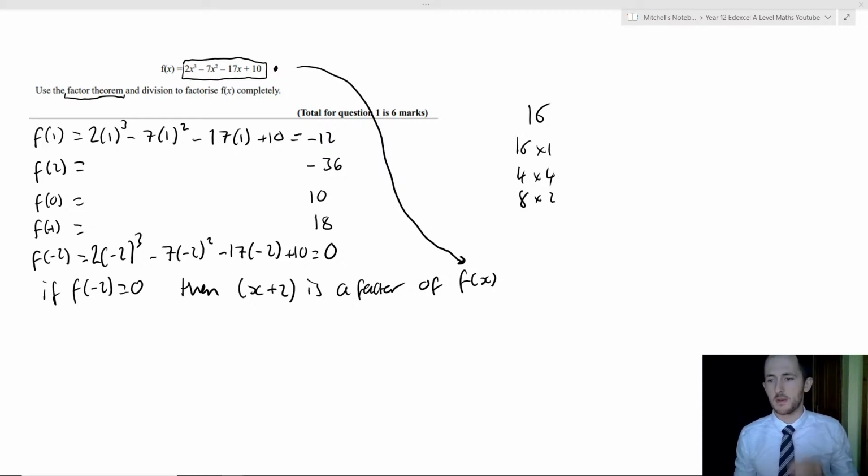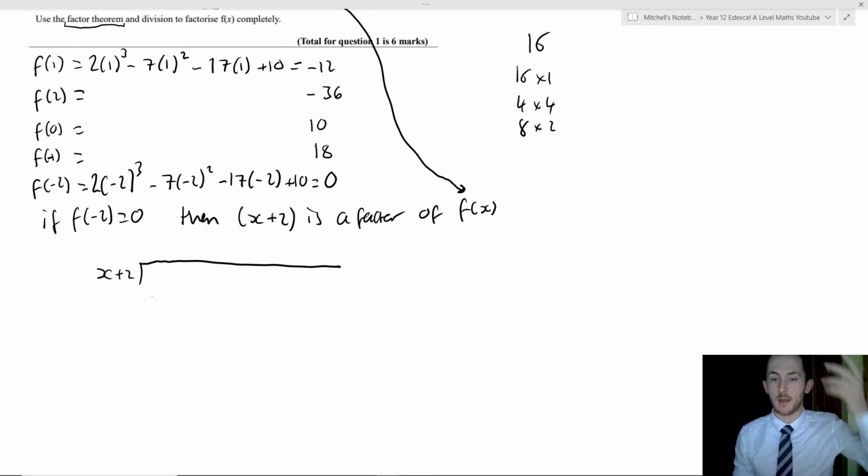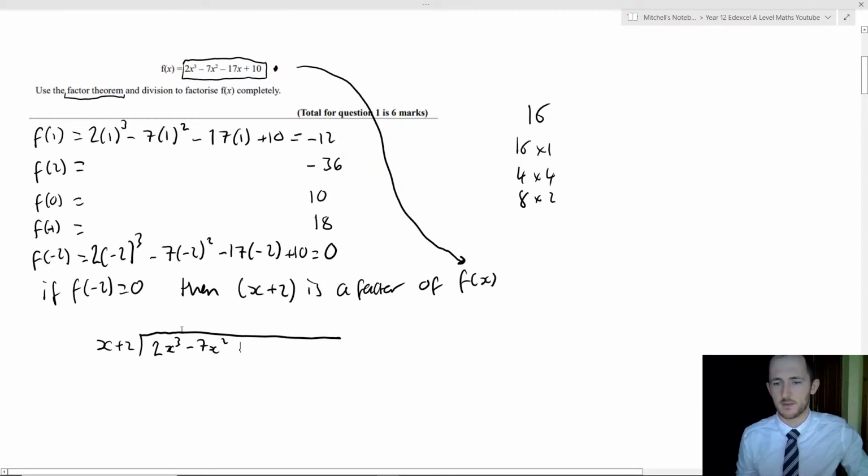Perfect. So if x plus 2 is a factor of f of x, what that means is I can now do algebraic division. So what I'm going to do here is x plus 2 goes on the outside, and we're using the bus stop method. Exact same way we do long division with numbers, we do a very, very similar thing. Now I just want to point out, all I'm doing is typing in the algebraic expression exactly as it is, minus 7x squared minus 17x.